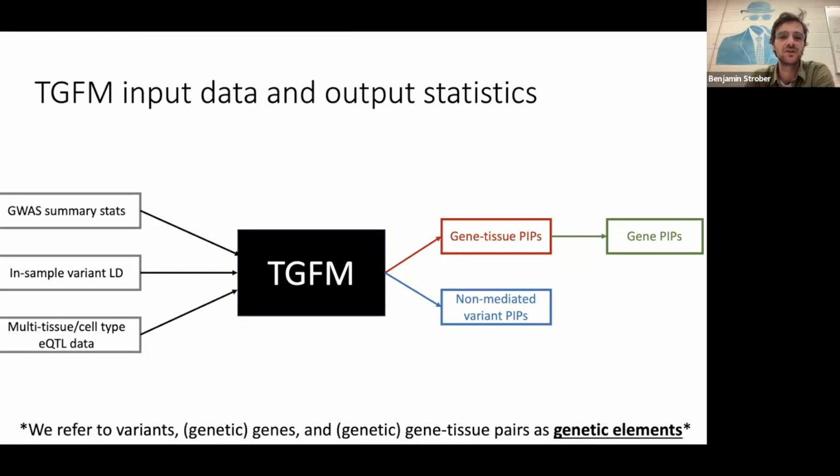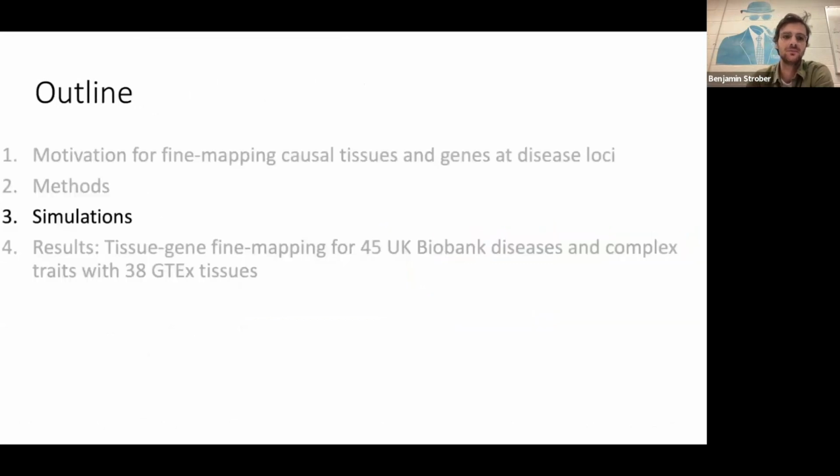And we're going to refer to these three different things, variants, genes, and gene tissue pairs, as quote unquote genetic elements for the rest of this talk. Okay, next I'm going to jump into simulations.